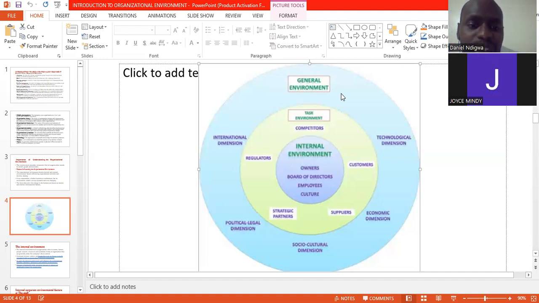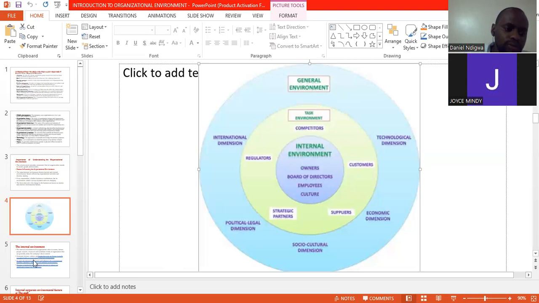Then the other one is international dimensions, international standards. For example, what are you supposed to do in terms of international labor organizations? What are you supposed to do? Those are some of the factors that are affecting businesses. For example, the international class or the global dimension, like they are advocating for LGBTQ, and that will affect most businesses and how they operate.